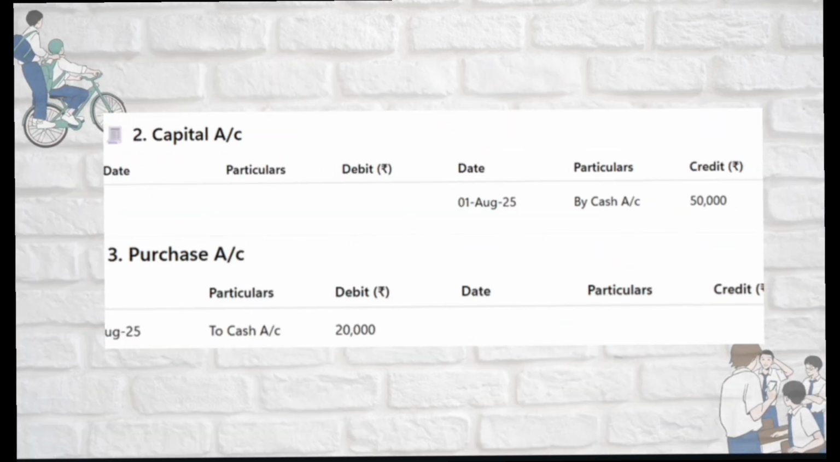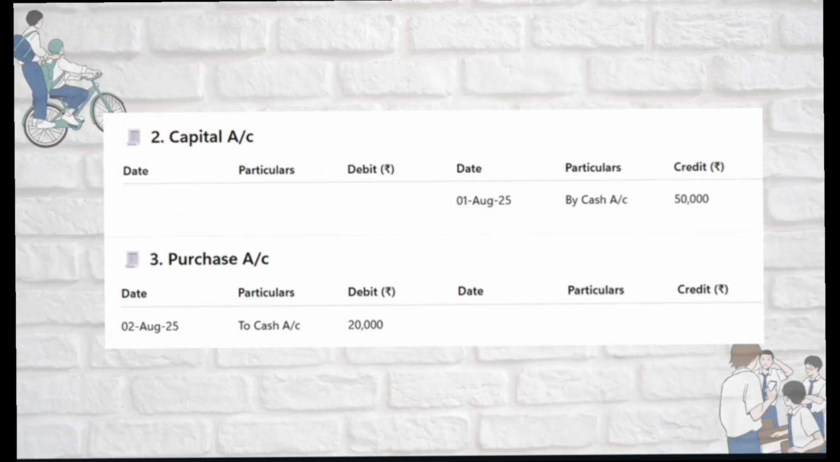Next, the capital account. On August 1st, the business received cash from the owner. So we have to credit it. We have to record on the credit side by cash account 50,000. Okay, this is the capital account. Only one transaction is recorded here.